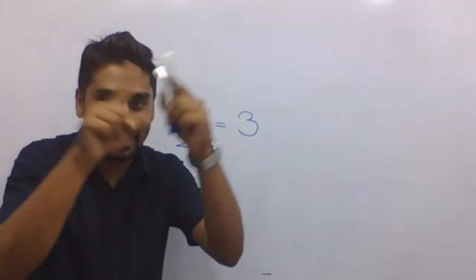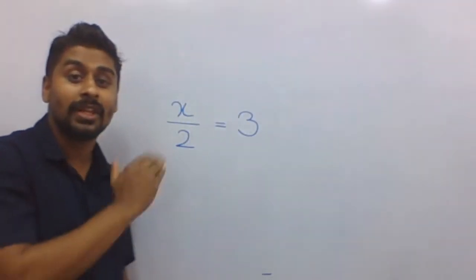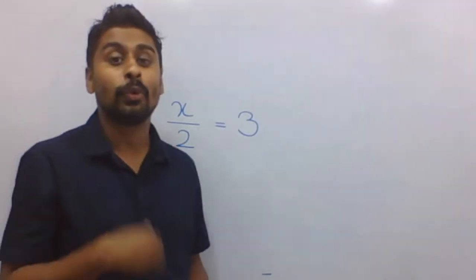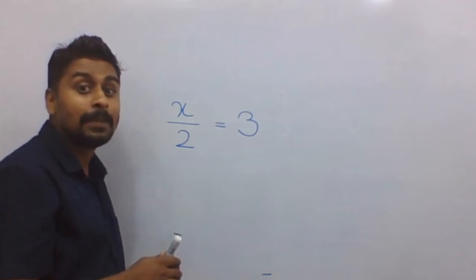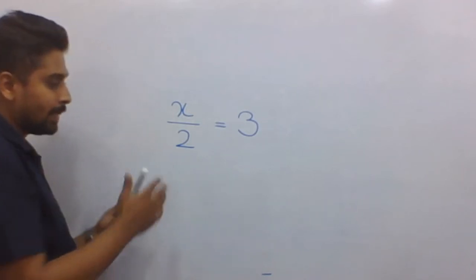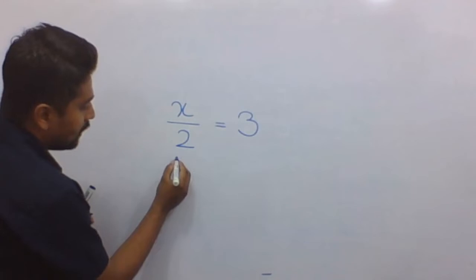You know that. You know, we have that chart. What is it? Opposite of the division, it is multiplication. And to remove this one, you have to what? You have to multiply. You have to multiply. So you know that.